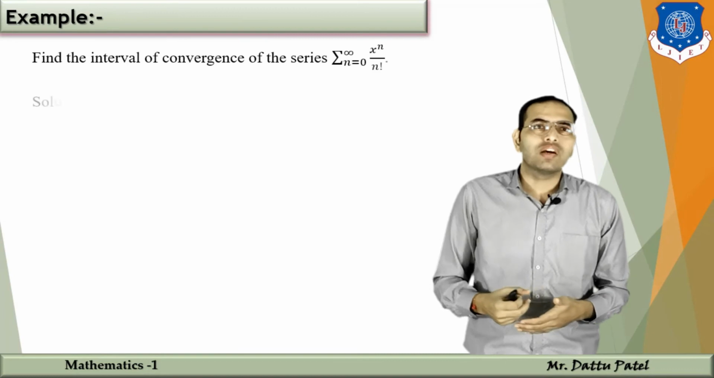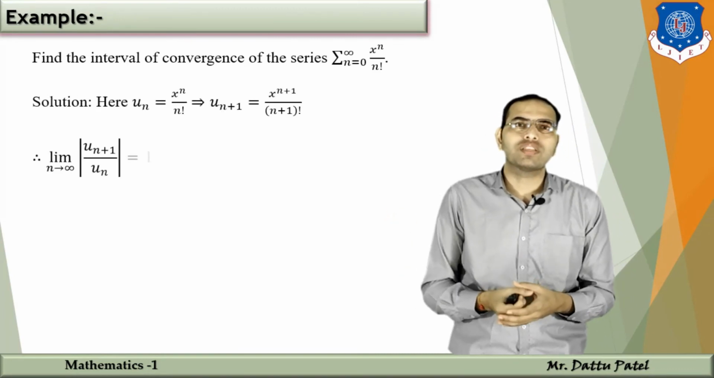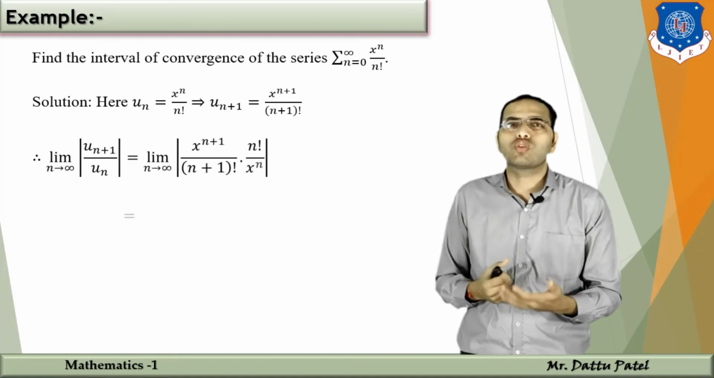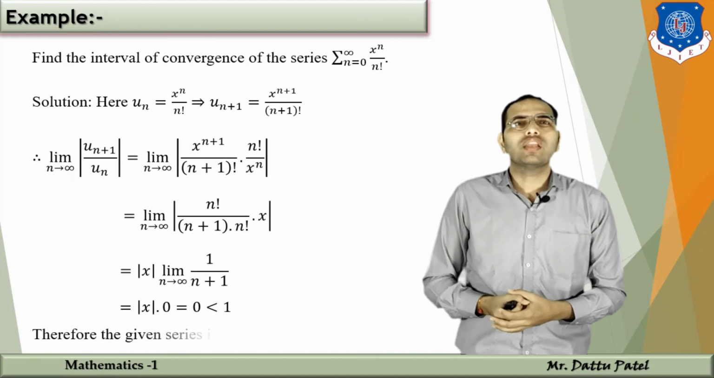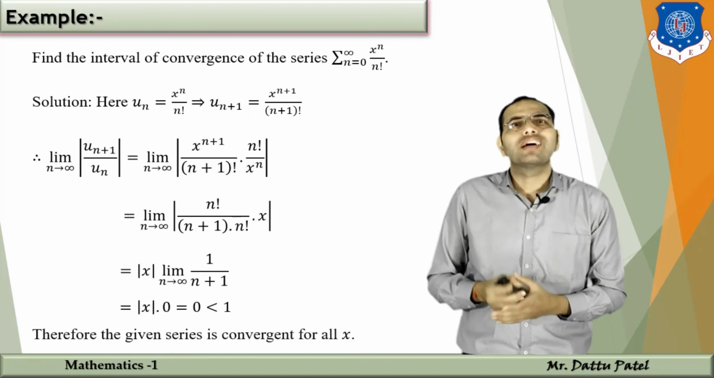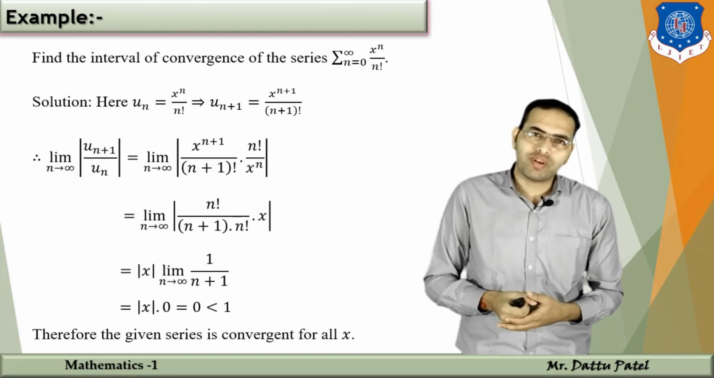Now let's check one more example. Find the interval of convergence of this series: summation n equal to 0 to infinity of x^n upon n factorial. Here u_n equals x^n upon n factorial. Replacing n by n+1, we get x^(n+1) upon (n+1) factorial.